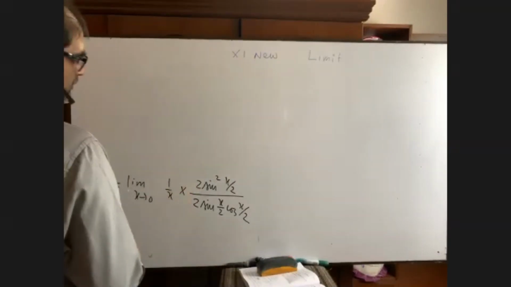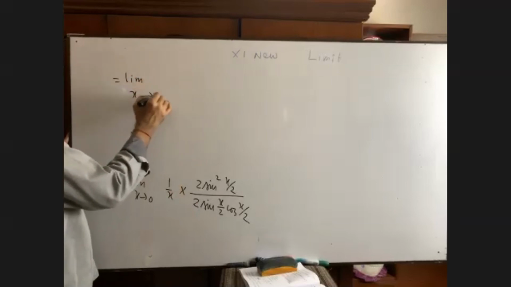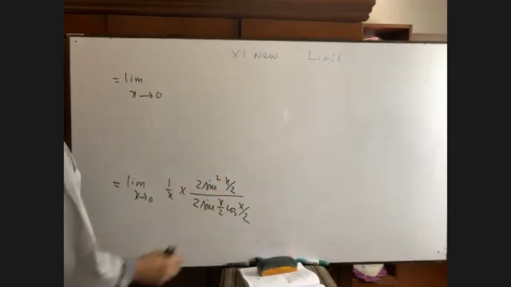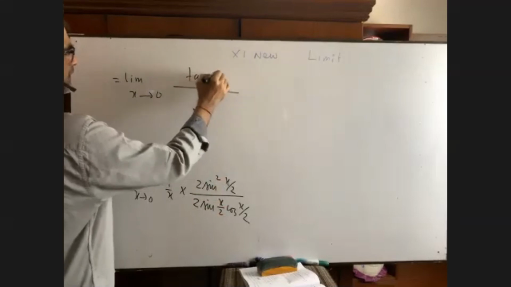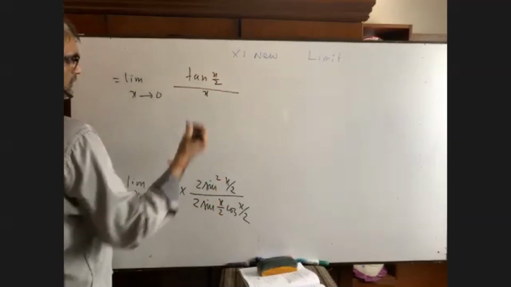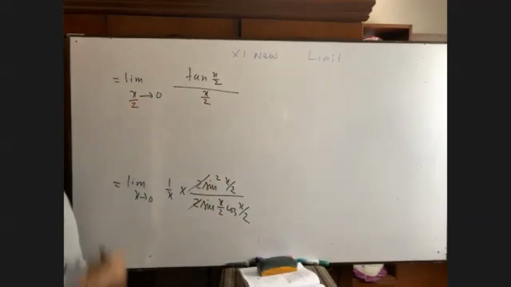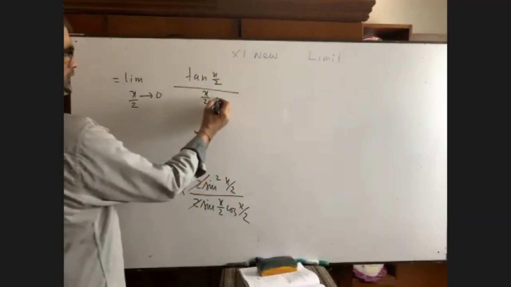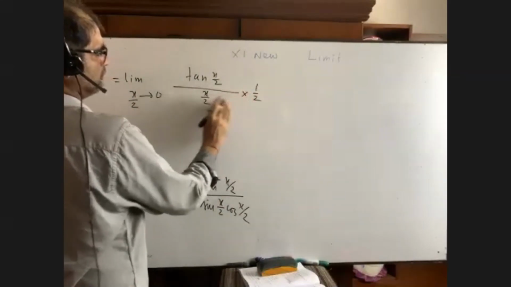2 will be omitted. Sine x by 2 will be omitted. So we are left with x tends to 0. 2 will be omitted. Sine square, so tan x by 2. So we are getting what? Tan x by 2. This will be omitted. X by 2. Now what should we take here? Just let me know. We have to take here 2. 2 means what? 1 by 2. So here it is 1 by 2.